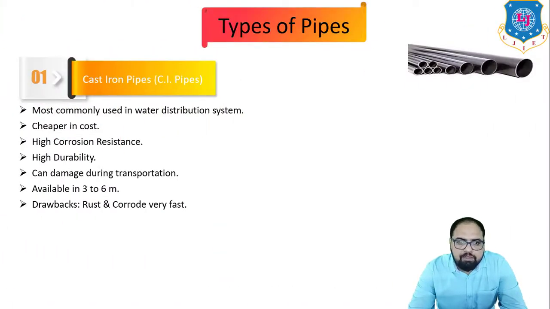In types of pipes, the first type of pipe is cast iron pipe, which is also called CI pipes. This type of pipe is most commonly used in the water distribution system. This type of pipe is available in the market at a cheaper rate, has high corrosion resistance and high durability, but it can be damaged during transportation. It is available in 3 to 6 meter lengths, and there are certain disadvantages of using these pipes, like there may be chances of rust and corrosion very fast.